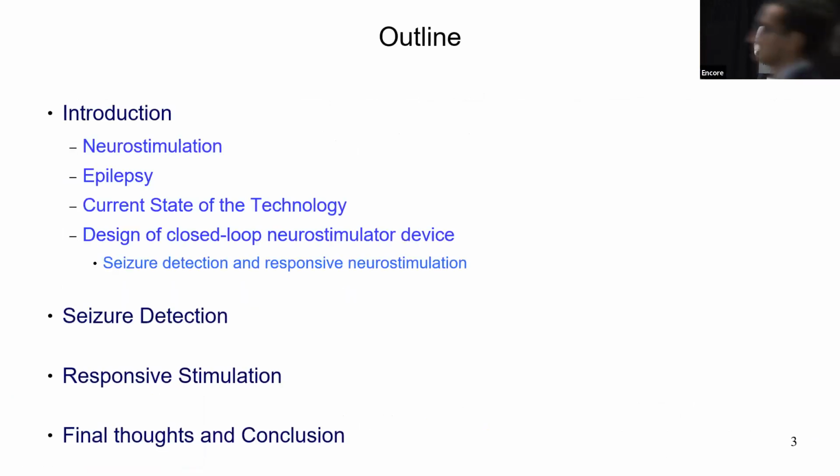I'm going to start my talk with some introductory material. I'm going to start talking about neurostimulation, what it is and how it can actually help us with epilepsy, the current state of technology, what the commercially available solutions in the market are, and basically what it takes to design closed-loop neurostimulator devices, which could include blocks for seizure detection and responsive neurostimulation.